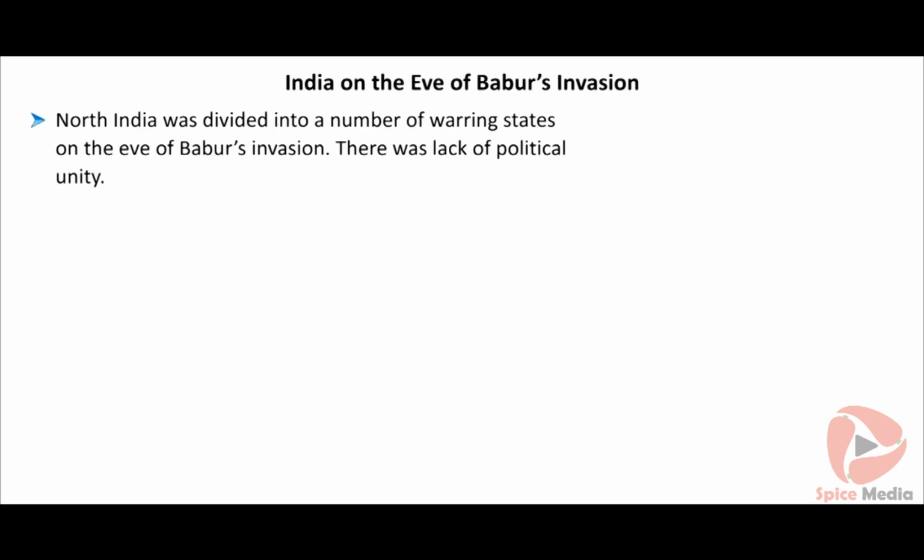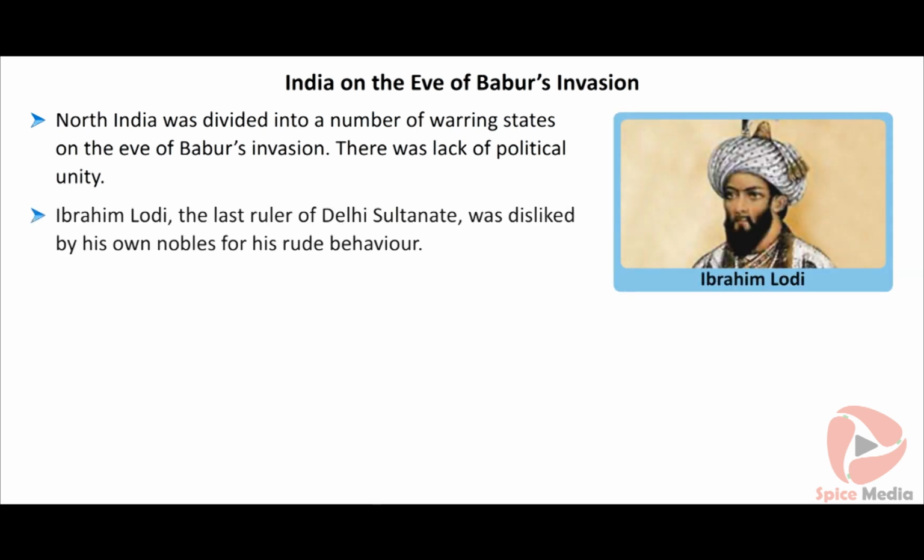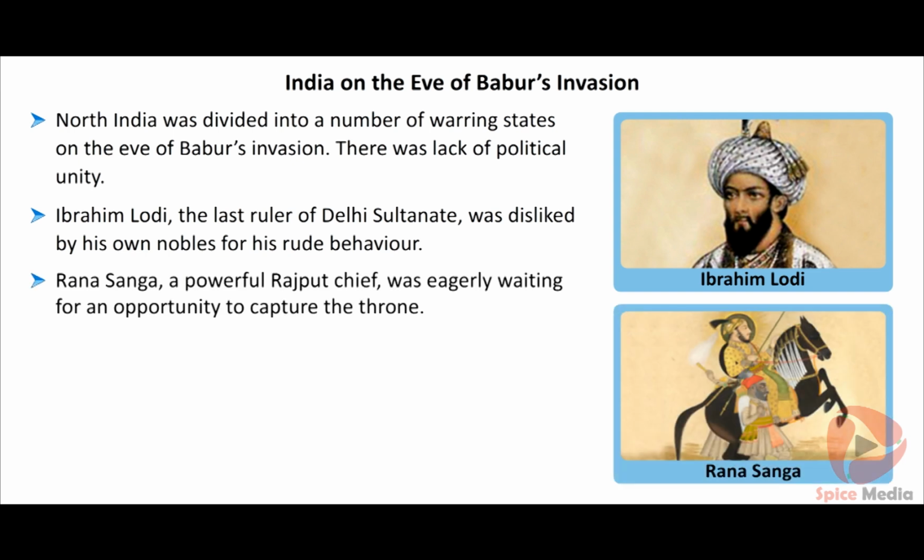North India was divided into a number of warring states on the eve of Babur's invasion. There was a lack of political unity. Ibrahim Lodi, the last ruler of the Delhi Sultanate, was disliked by his own nobles for his rude behavior. Rana Sangha, a powerful Rajput chief, was eagerly waiting for an opportunity to capture the throne.